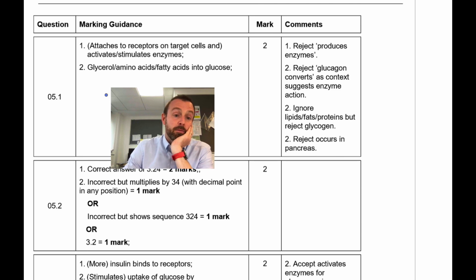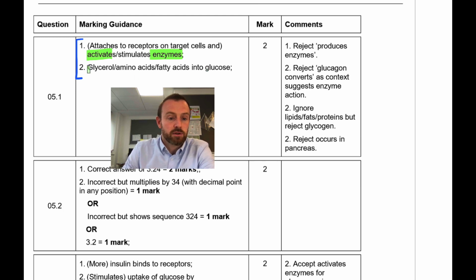Okay, the marks available are mainly for the enzymes and the substrates that are converted into the product, which is glucose. So 1 mark for activating enzymes, and the second mark for any of these 3 things into glucose. You could have talked about glycerol or amino acids or fatty acids being converted into glucose.